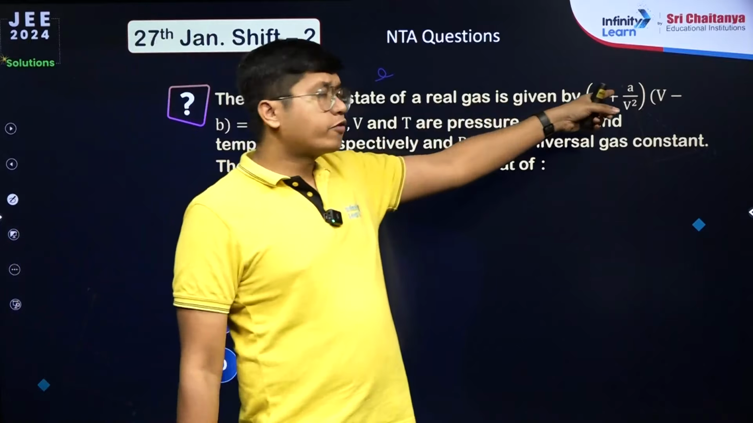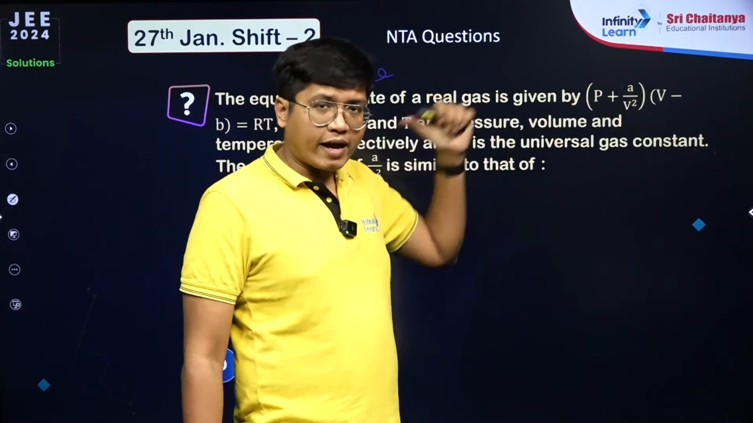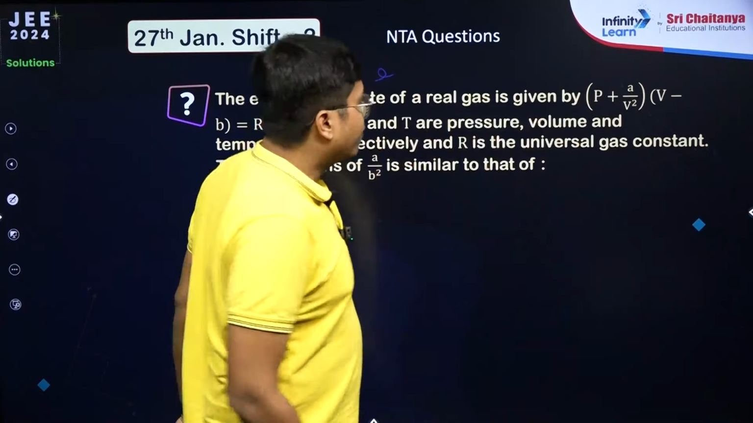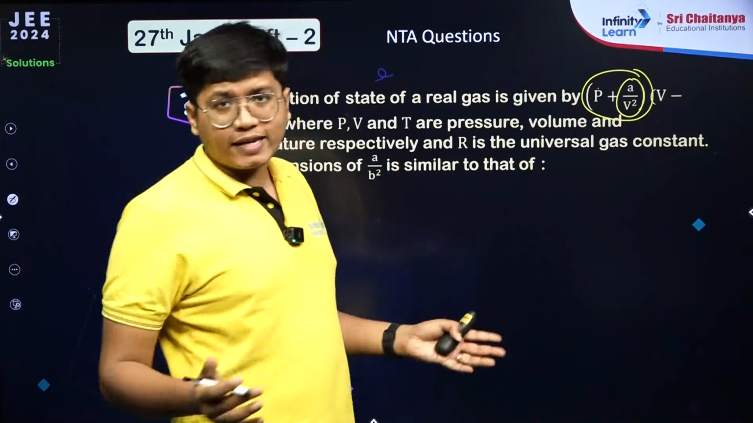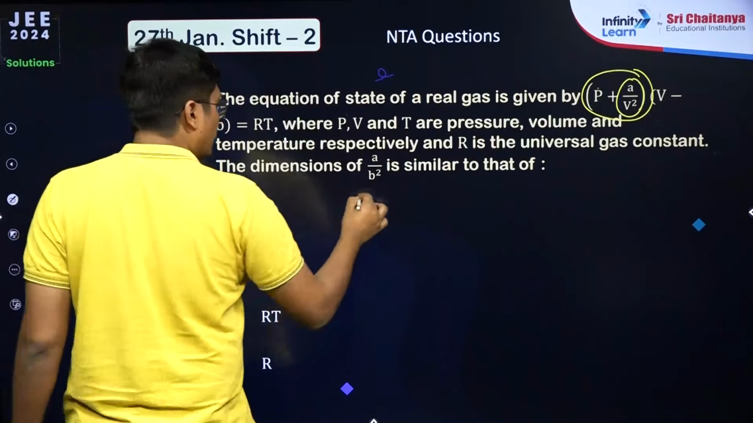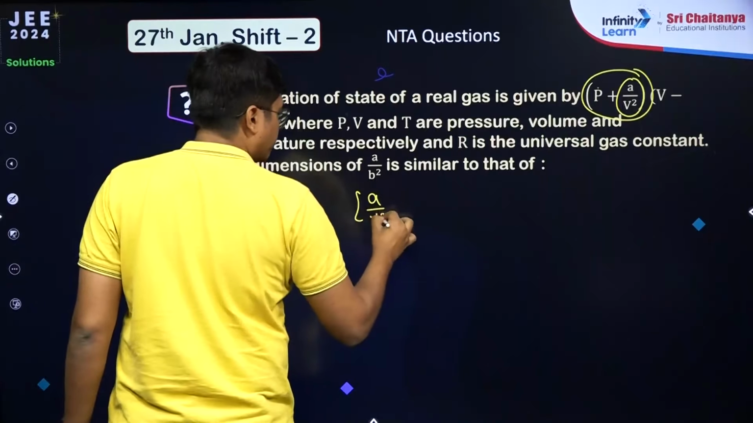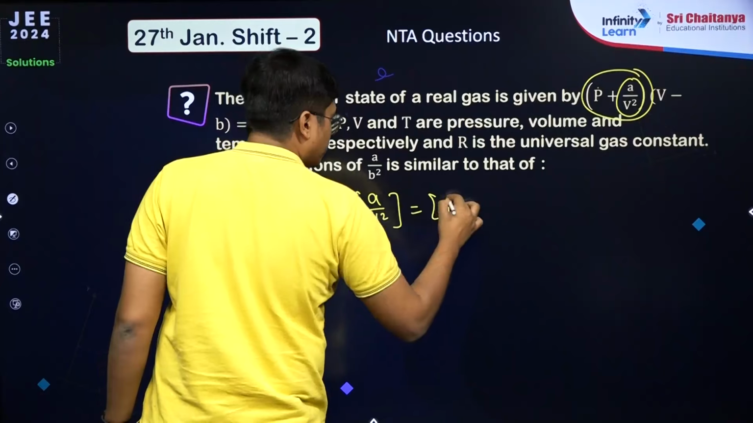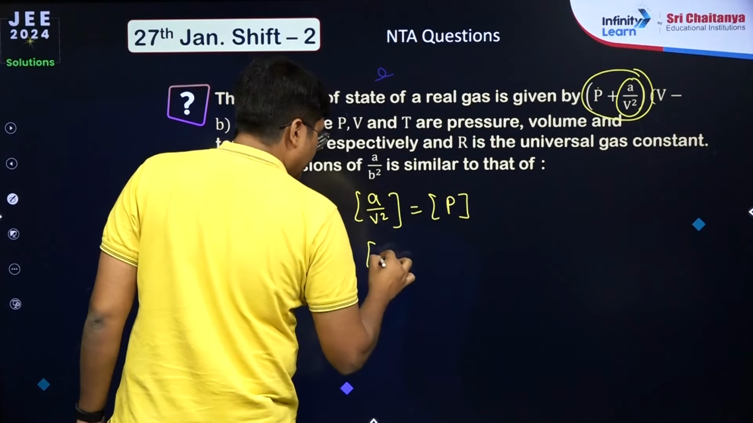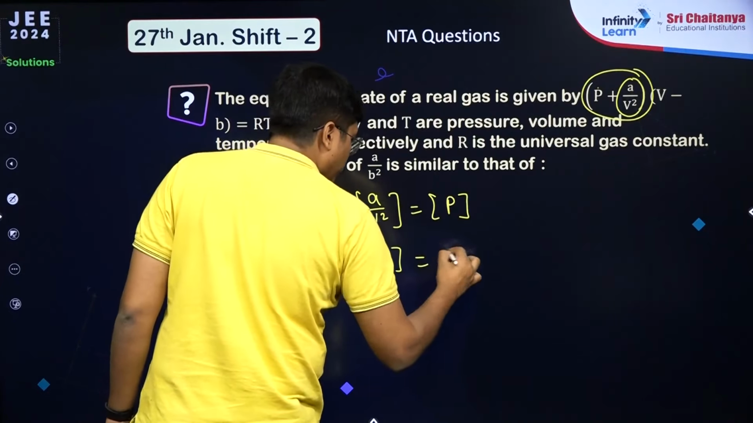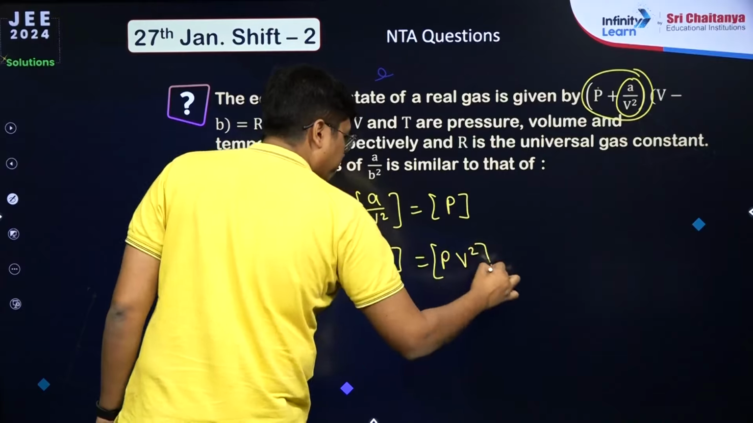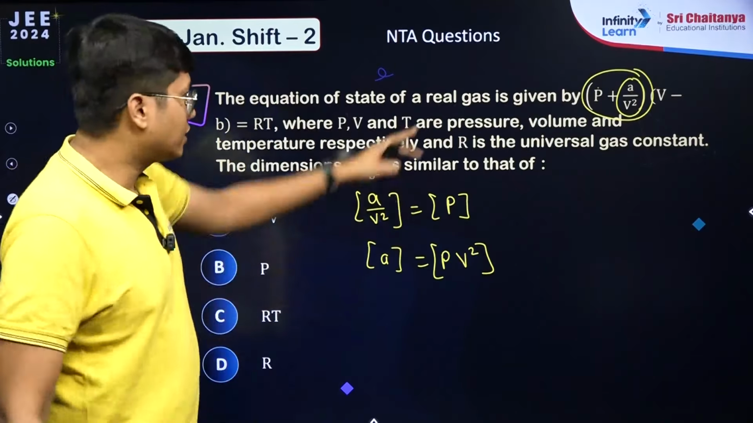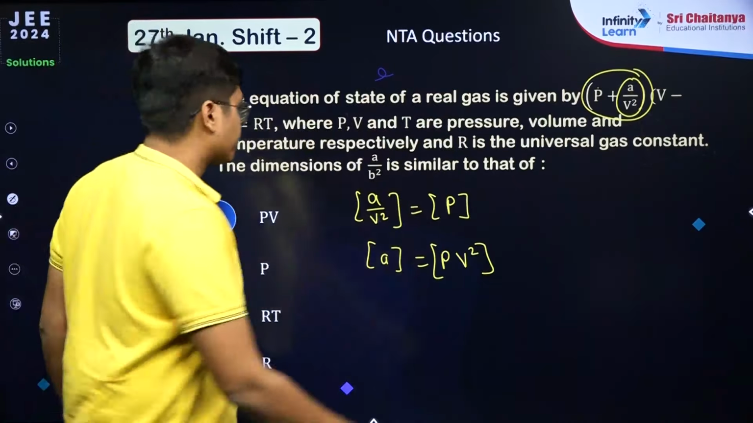So from here, first we have to try to find out what is the dimension of A and what is the dimension of B. If you look at just this part over here, then you know that A by V square should have the same dimensions as P. Only then can you add them up. So the dimensions of A by V square should be equal to the dimensions of P, which means the dimensions of A should be equal to PV square.